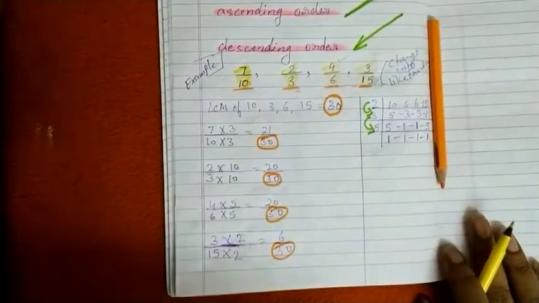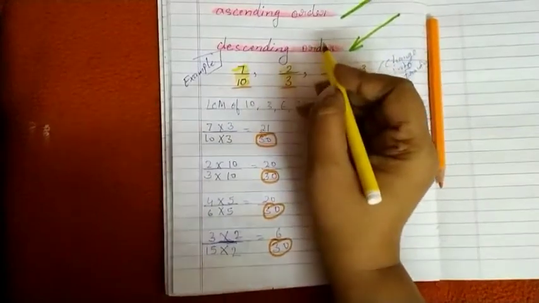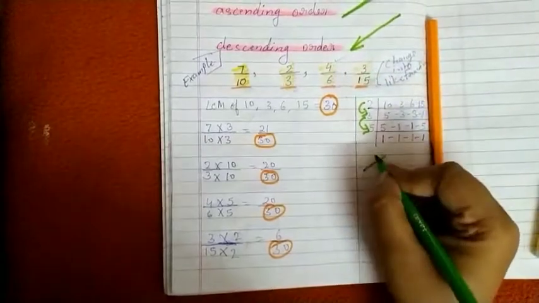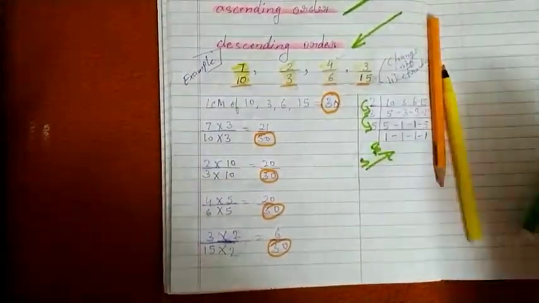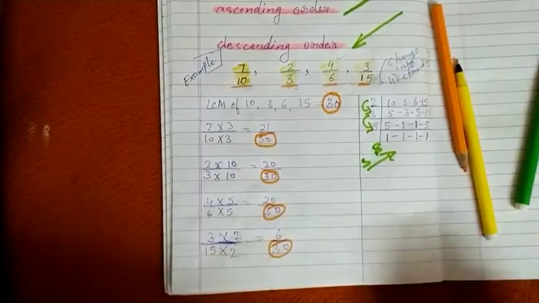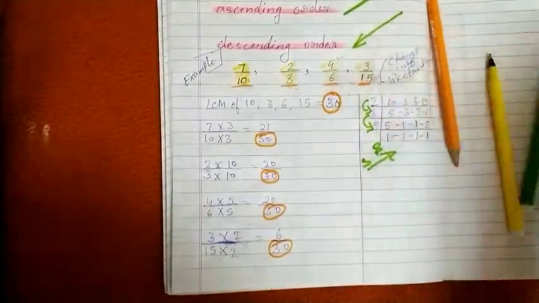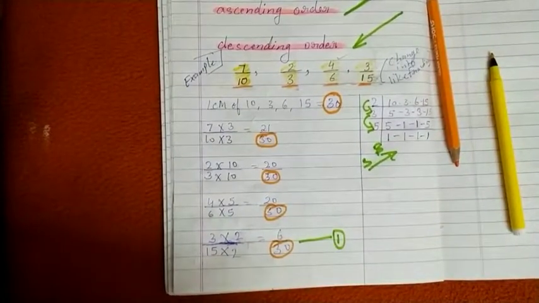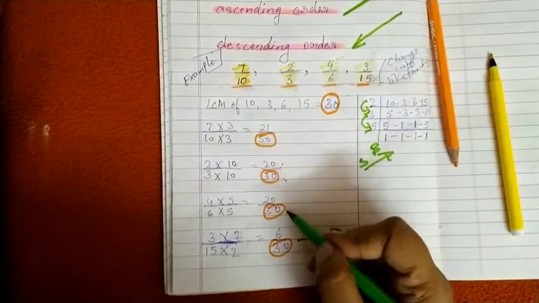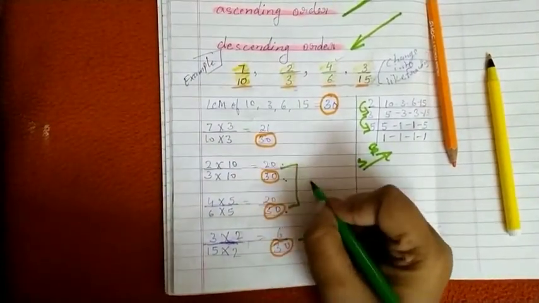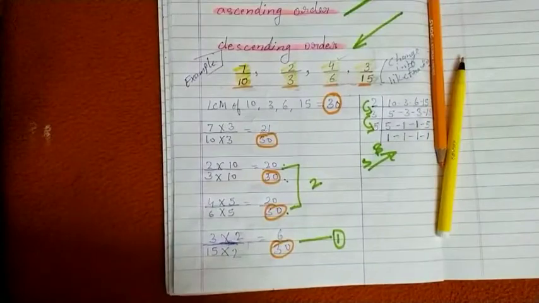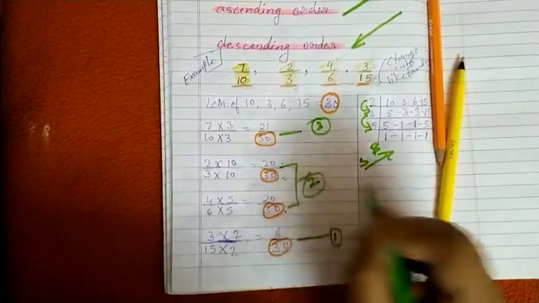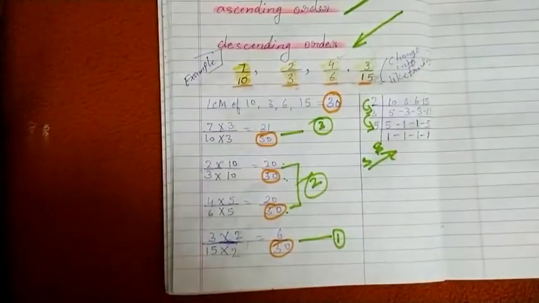Now children, suppose we have to arrange them in ascending order. Ascending means going from smaller to bigger number. So find out which one is the smallest one here. This one, so this will be 1. Yes. Now 20 upon 30, 20 upon 30, so this will be 2. Yes. And this 21 upon 30 will be the third one. This is clear, children?